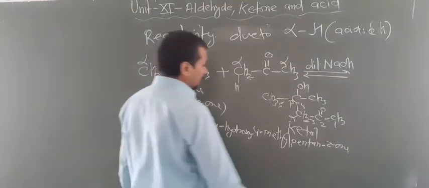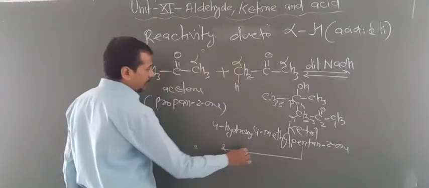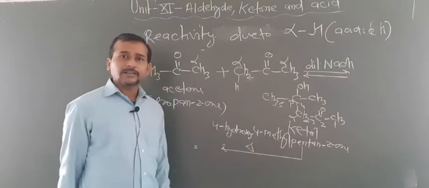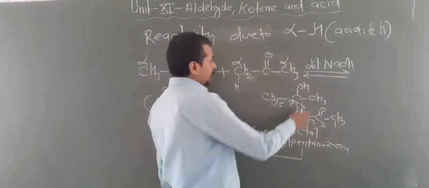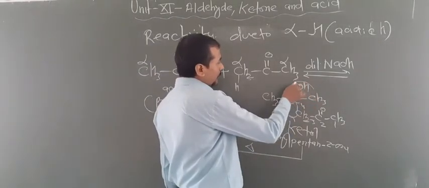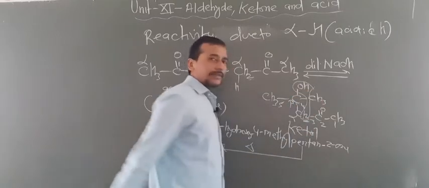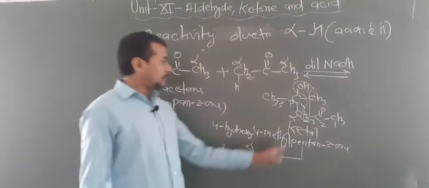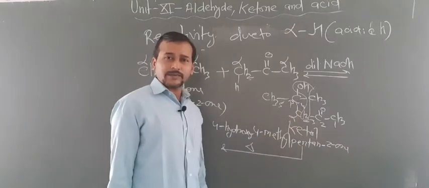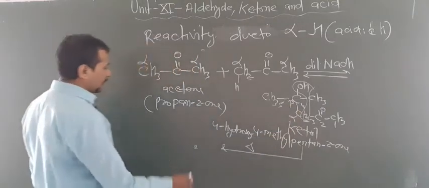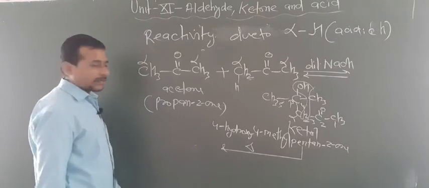Now again what you have to do is heat them. So again the same thing is repeated. The OH group is removed from the beta carbon and the H atom is removed from the alpha carbon. Now between alpha and beta a double bond is formed, so this is known as an alpha beta unsaturated ketone.